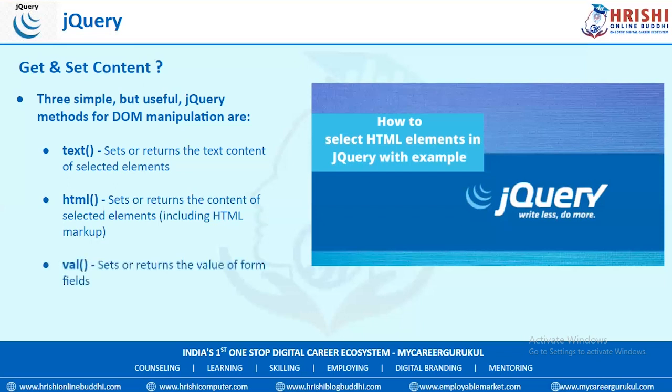Next comes the val method. This method also sets or returns the value of a field. If I'm talking about a form and an input box, this method is used to find out what the user has inputted inside that particular field. Or, for example, if I want to set a default value on that field box, I can simply use the val method for setting a default value for my form input.